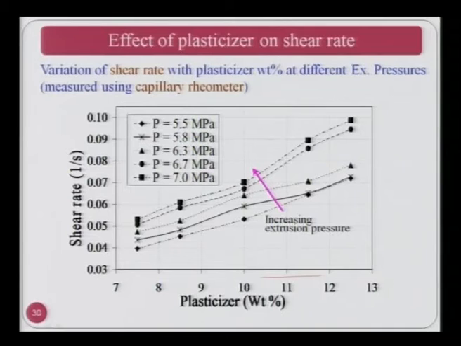So you can see that as plasticizer content increases, shear rate is increasing. It is easy to flow, hence shear rate is increasing. As pressure is increasing, the nature of the relationship between plasticizer and shear rate remains the same, except that shear rate is higher for higher pressure and lower for lower extrusion pressure. As you can see, this is for 5.5 megapascal, and the top curve is for 7 megapascal.